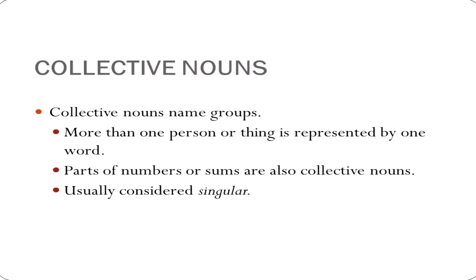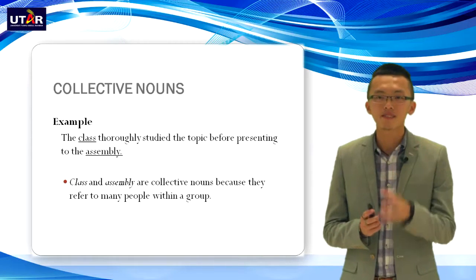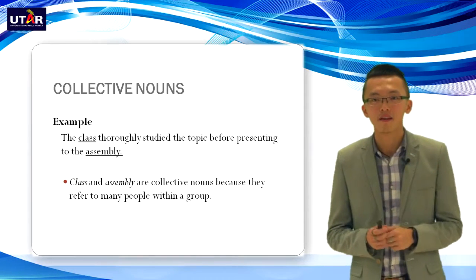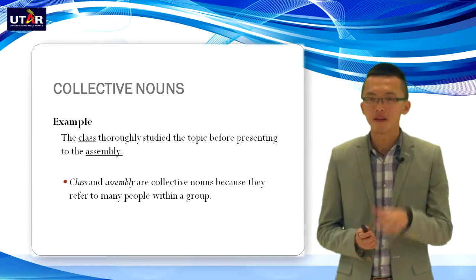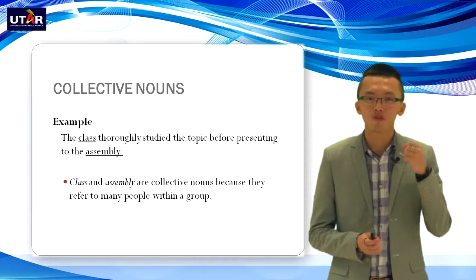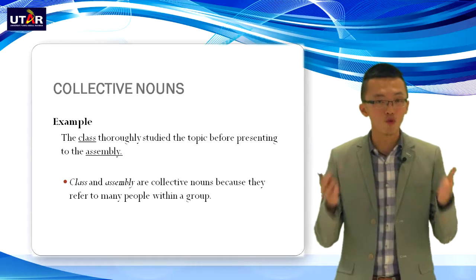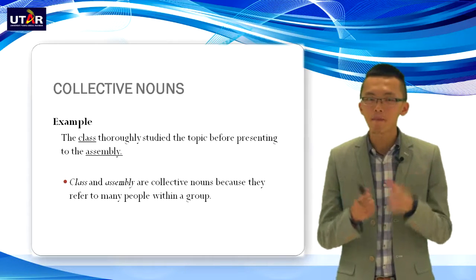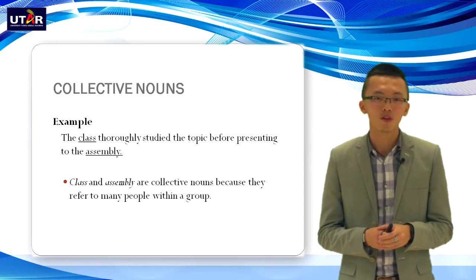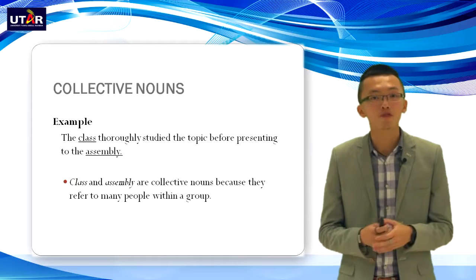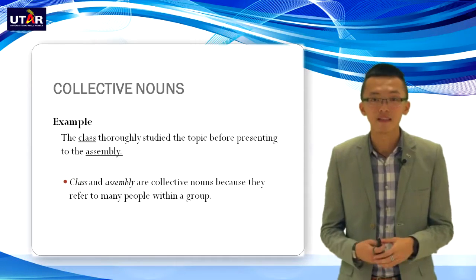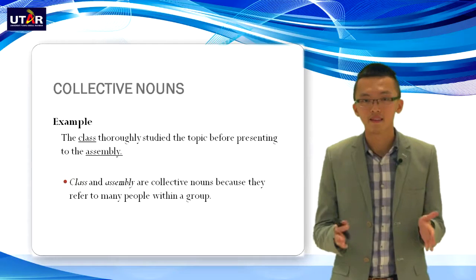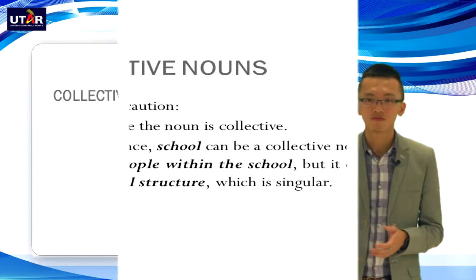So, an example of a collective noun. The class thoroughly studied the topic before presenting it to the assembly. Now, the words class and assembly are both collective nouns, because when you refer to the word class, you do not just refer to the room, but to the students who are in that class itself. And the word assembly is also a collective noun because you refer to the people who are in the assembly, therefore making it a collective noun of many people or entities within a single noun.